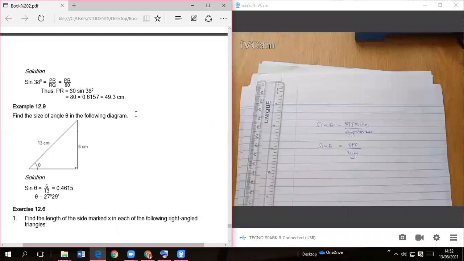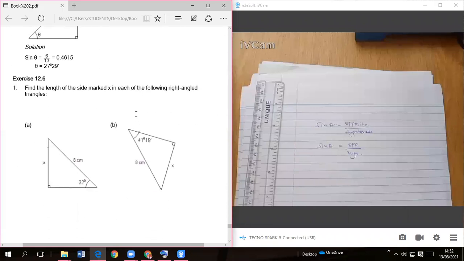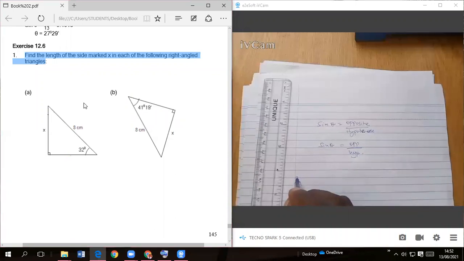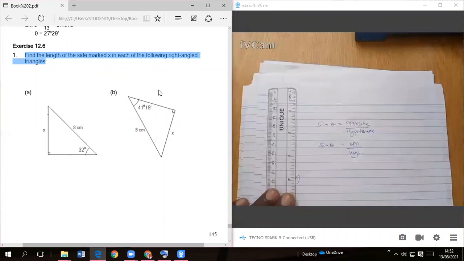some of the questions which are here. Let us go to the exercise. Sometimes the example is more bit. So let us look at the exercise. They are saying that find the length marked x of the following right-angled triangle. So I'll start with part A, and with part A, they are telling me to find x.